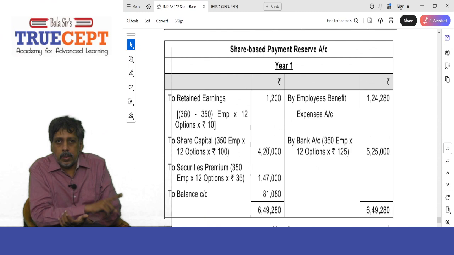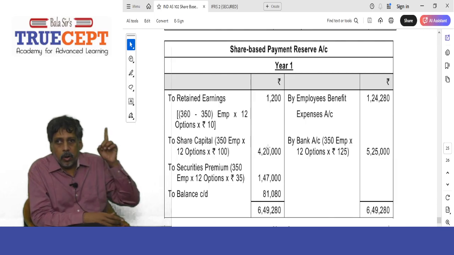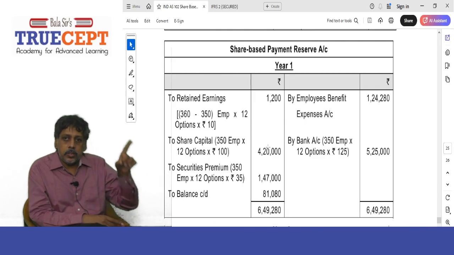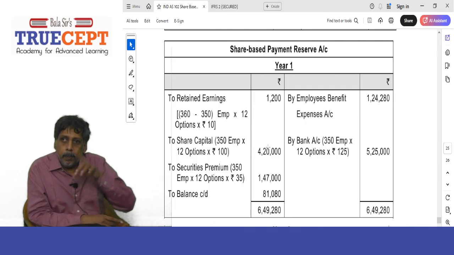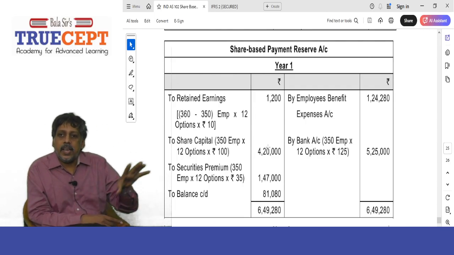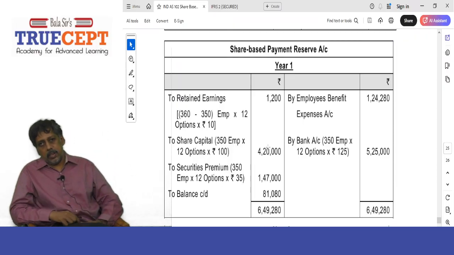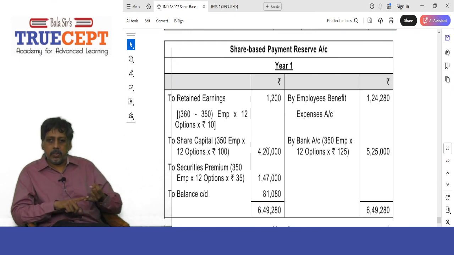So, the standard says in para 23, when the options are vested but not exercised, the balance in the share-based payment reserve account can be transferred to, or may be transferred to, retained earnings or general reserve. No problem. Is that clear? Got it? Therefore, just say on the debit side, to general or to retained earnings, 1,200 rupees. Is that fine? Yes, sir.